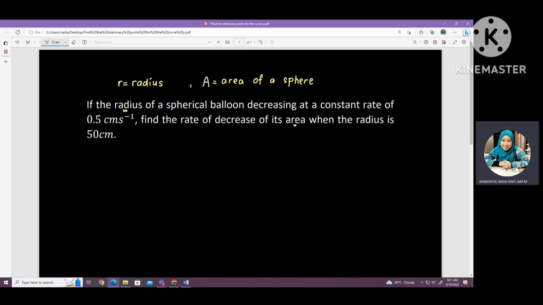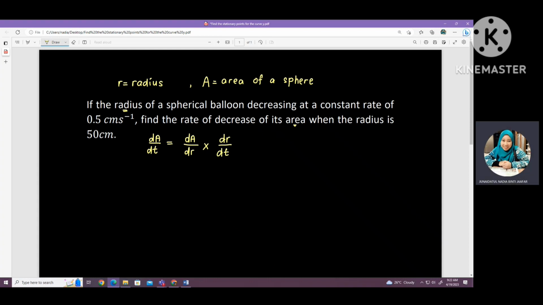Okay, so the question wants us to find the rate of decrease of its area, which means we must find dA over dt, the rate of change of area. By applying the chain rule, we know that dA over dt is equal to dA over dr multiplied with dr over dt. Okay, so this is the formula that we can use to solve this question.